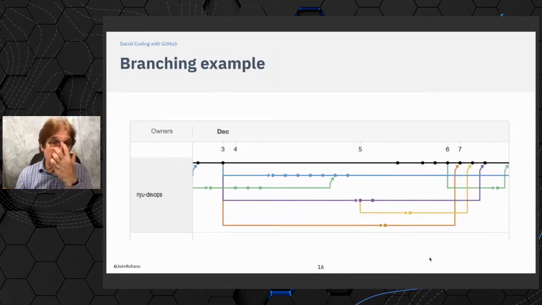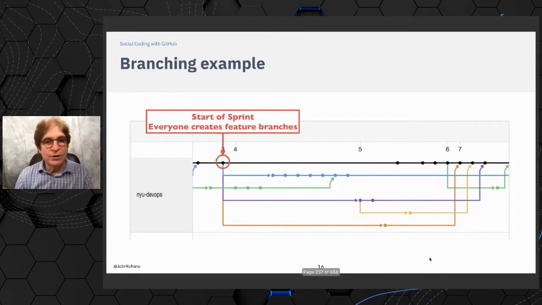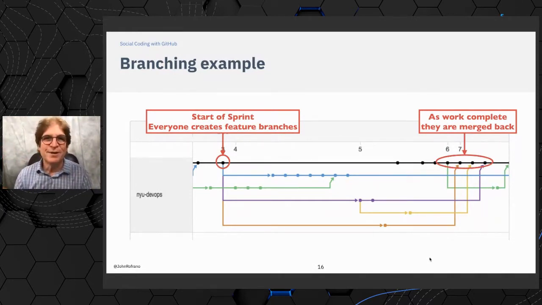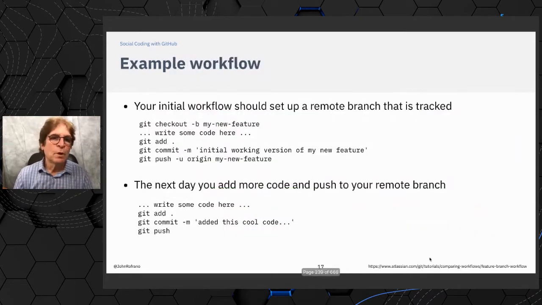Here's an example from my students. And you can see that was the start of a sprint. This is the graph that they give you on GitHub, and this is the time to submit the homework, right? And so all the merges go back in around the same time because the homework is due.